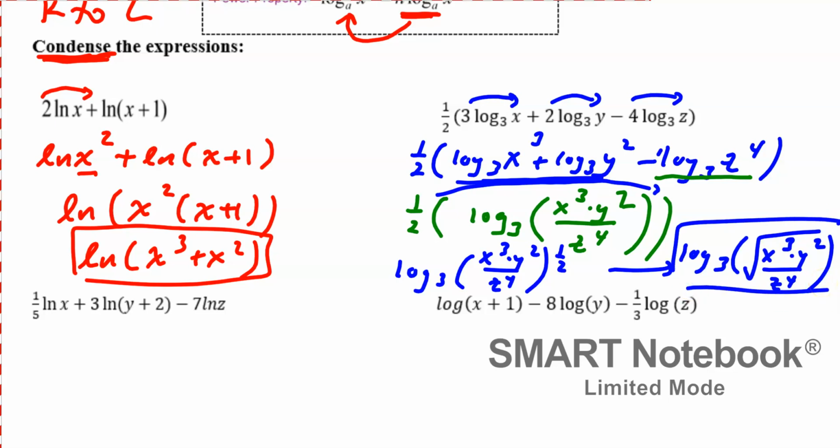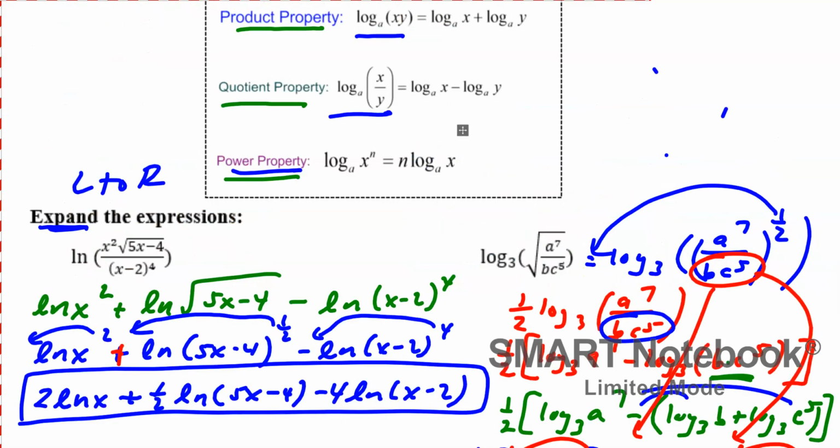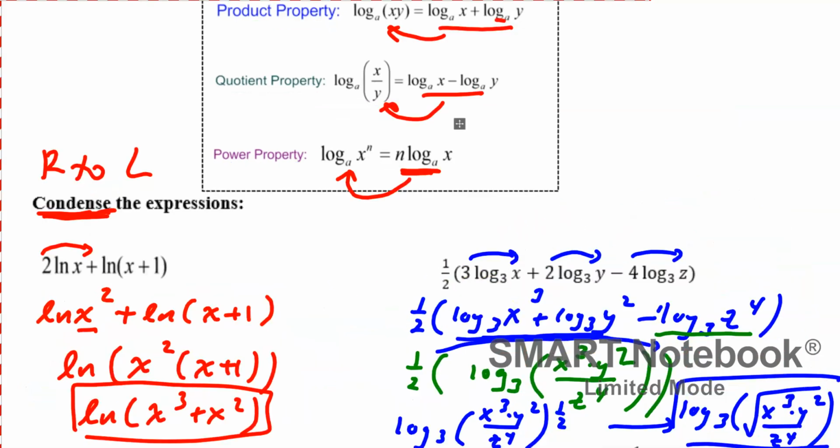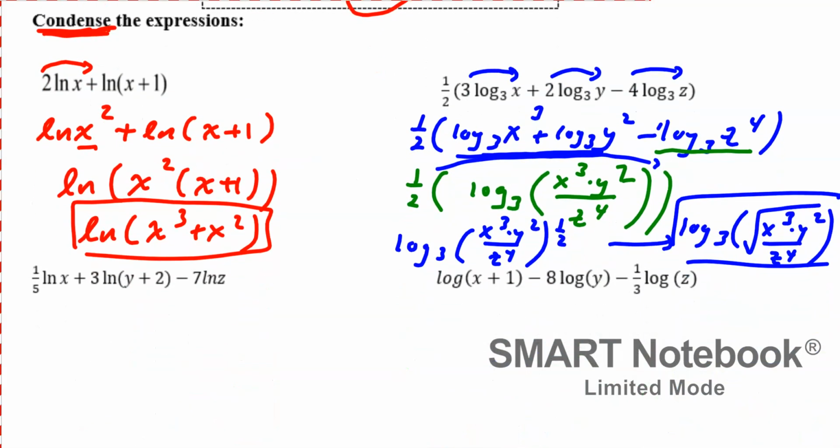And this example reminds me a lot of the one we did on the previous page. It reminds me of what we did here. This is the original problem. This is the condensed version. We expanded it out. This example was already expanded, and we condensed it back to look like the previous one.